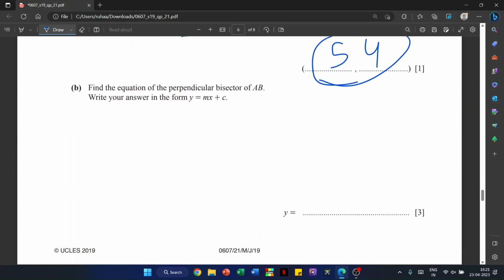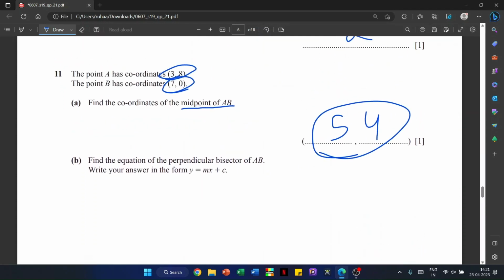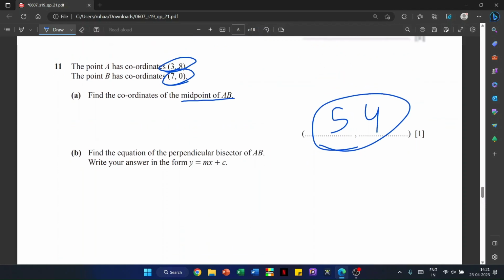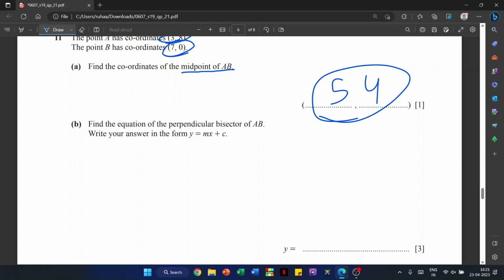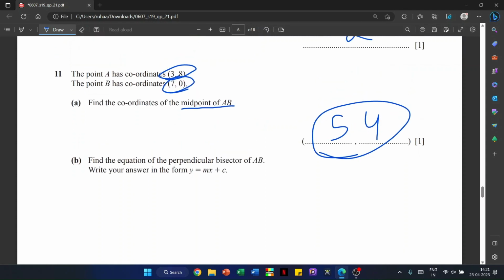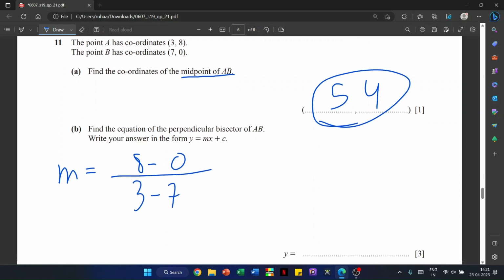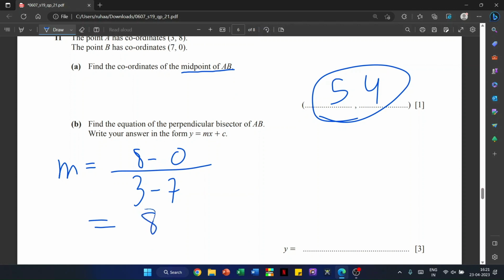Now next, find the equation of the perpendicular bisector of AB. So the first thing to do for this one is find out the gradient of line AB. So the gradient of line AB is going to be M is equal to change in y over change in x. So change in y is going to be 8 minus 0, and the change in x is going to be 3 minus 7. 3 minus 7 is minus 4. So this will be 8 by minus 4, which means that the gradient is minus 2.